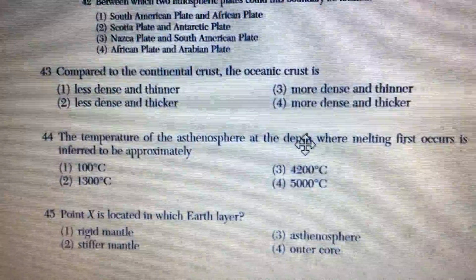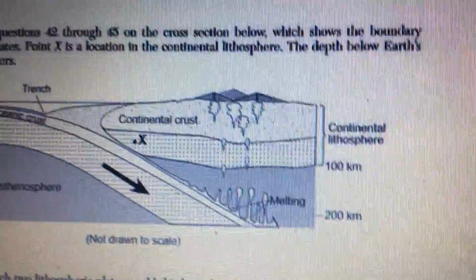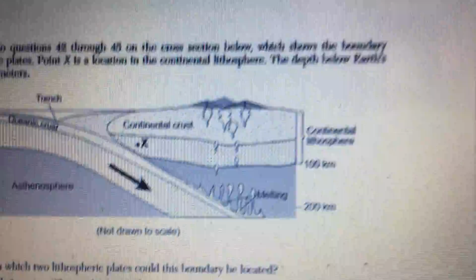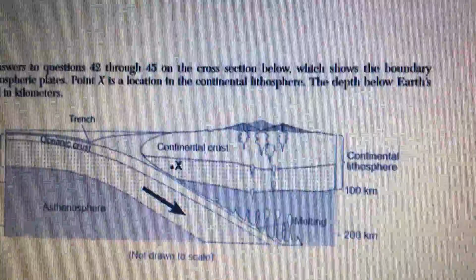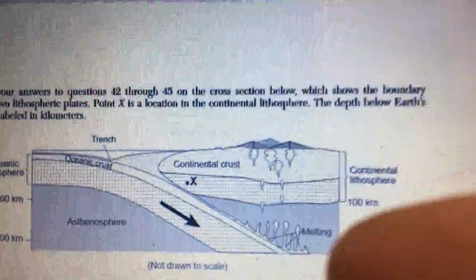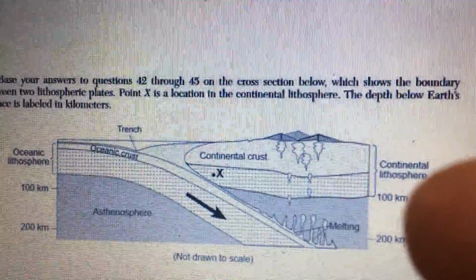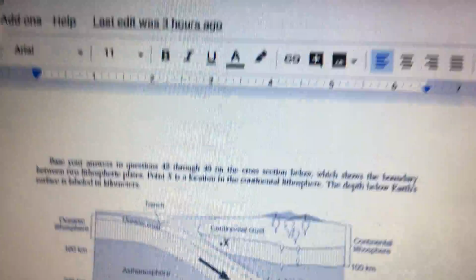The temperature of the asthenosphere at the depth where melting first occurs is inferred to be approximately what? So that's just to use in the diagram question. That's not necessarily in this reference table. Definitely not something you have to memorize. This question is asking if you can gather information off of a chart. That's one of our standards. So if it says melting there and it says 200 kilometers about there, I'm kind of liking it.